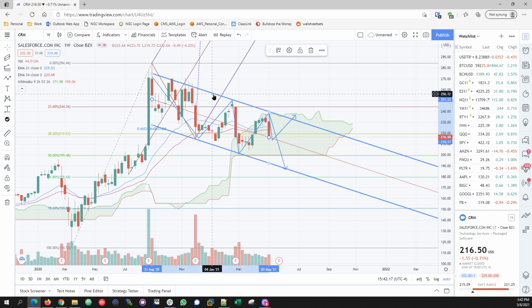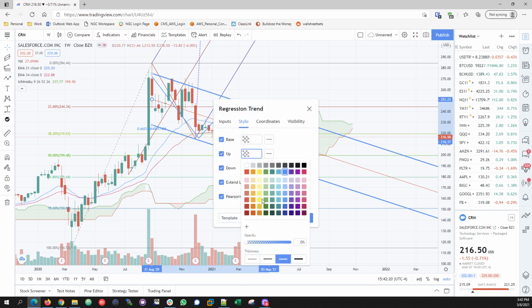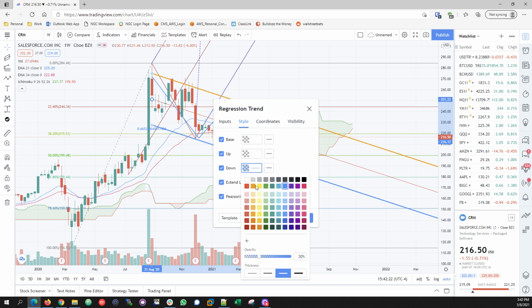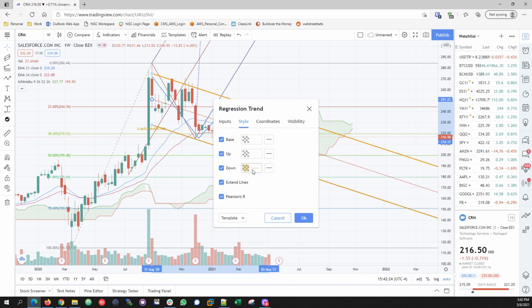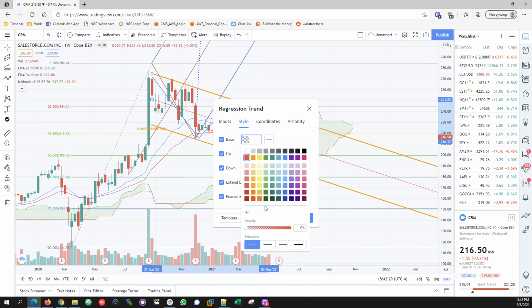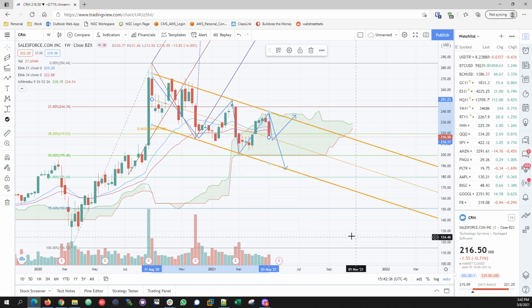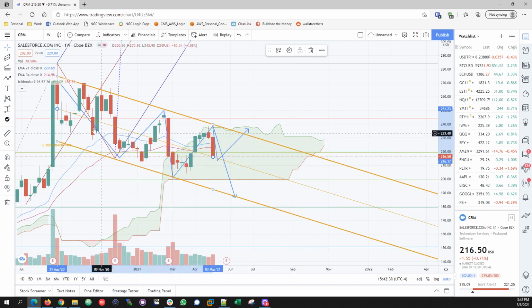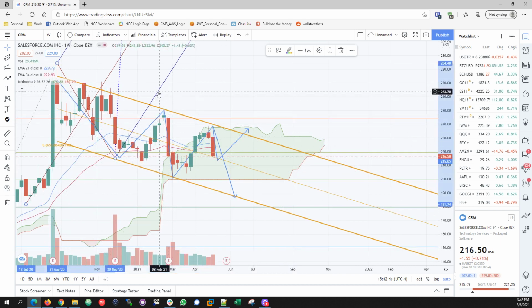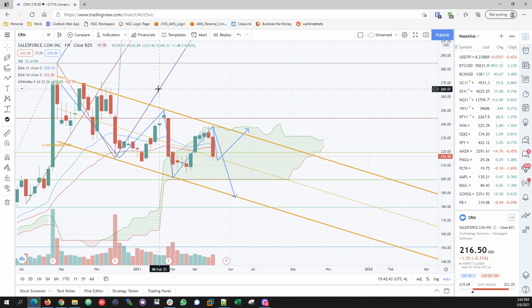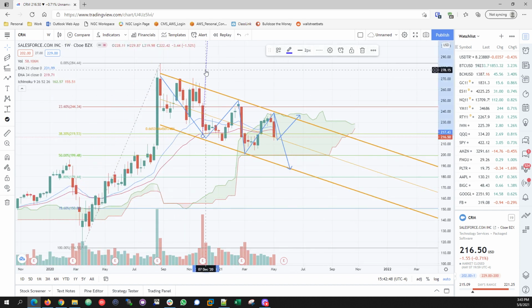Let's change the line. I'm going to change the up line to orange, the down line to orange, so that it's better this way, and the base can stay orange as well, doesn't matter. There you go. These are the scenarios. You see the ups and downs. Let's delete this pitchfork because it doesn't even exist anymore in the possible scenarios given.